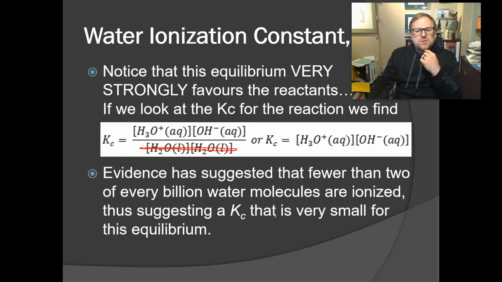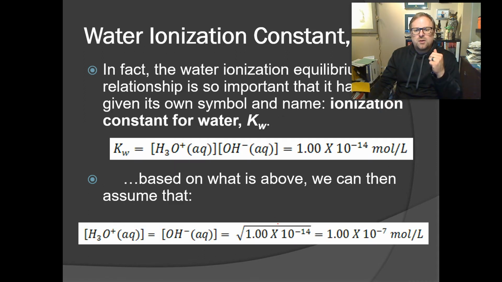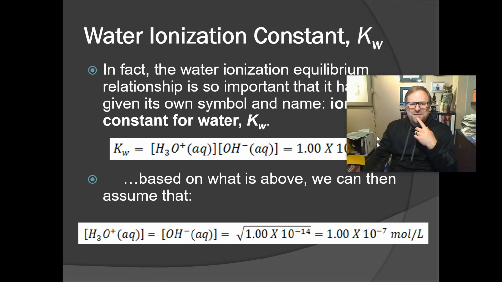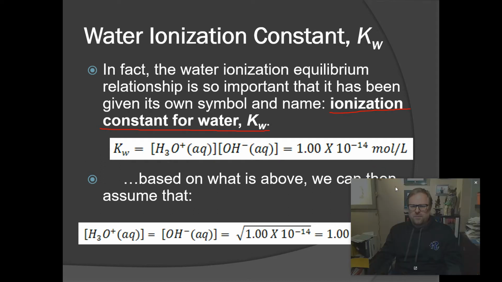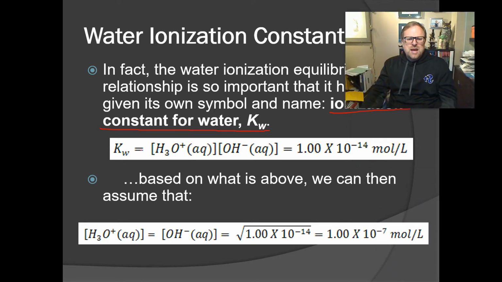Evidence has also suggested that fewer than 2 of every billion water molecules are ionized, thus suggesting that the Kc is very small. Well, we're going to put a number to it. In fact, the water ionization equilibrium relation is so important that it has been given its own symbol and name. We call it the ionization constant for water, or Kw. Okay, so K subscript W. And we represent this as 1 times 10 to the minus 14 moles per liter.